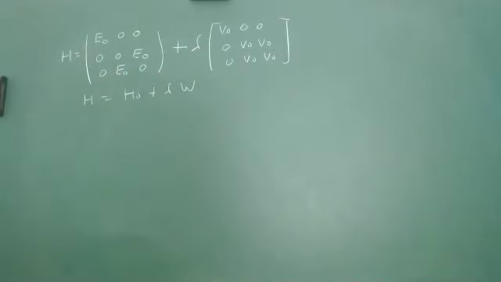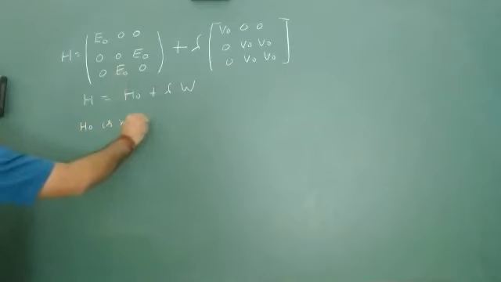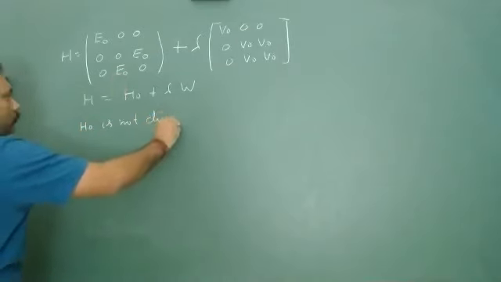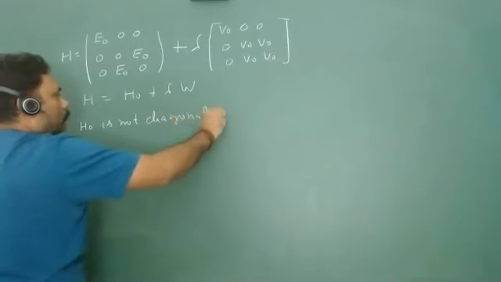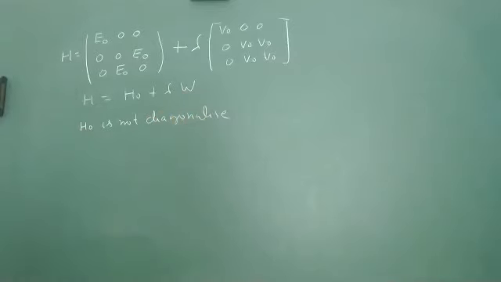Okay, so what you can see is, is H naught diagonalized? No. H naught is not diagonalized. So if H naught is not diagonalized, what do you have to do? You have to just diagonalize H naught. So you have to find the eigenvalues and eigenvectors. And you know what the eigenvalues are?